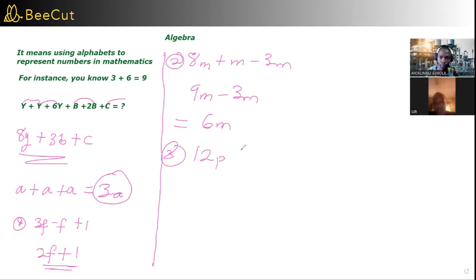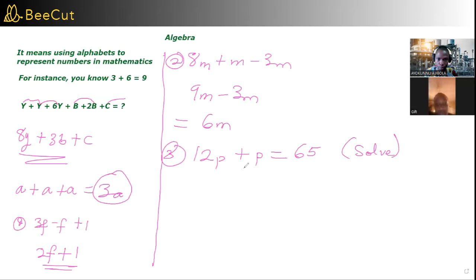So let's assume I have something like 12p plus p equal to 65. Now, here I am not just simplifying, but I am to solve, so that I can tell you that p stands for a number. Please focus on this.